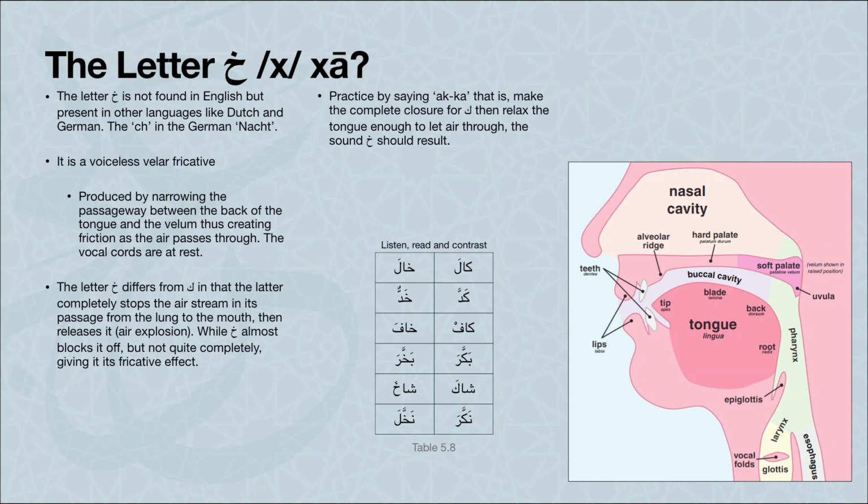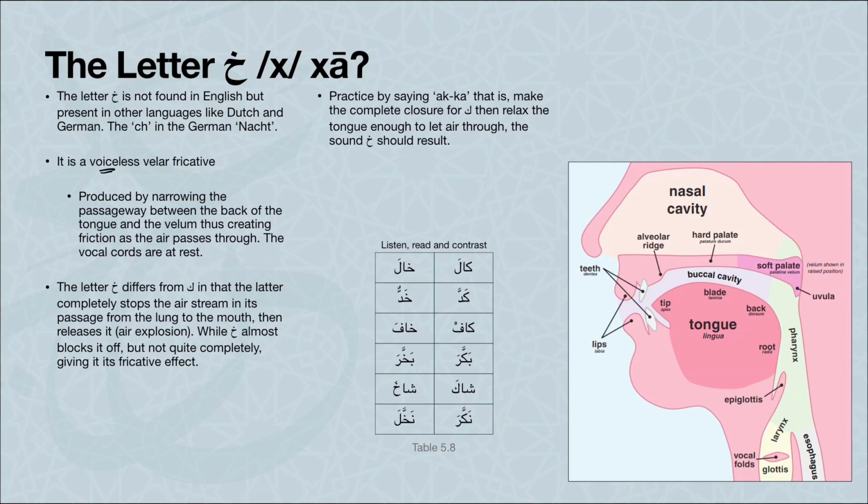But we're going to talk about it also to clarify how the sound is made, because some people may have difficulty producing it. So the letter kha is not found in English, but present in other languages like Dutch, German, the kha in German Nacht, or night. Now again with the phonetic jargon, but we're going to break it down a little bit. It's a voiceless velar fricative. We know what voiceless is. Your voice box does not vibrate when it comes to saying voiceless.